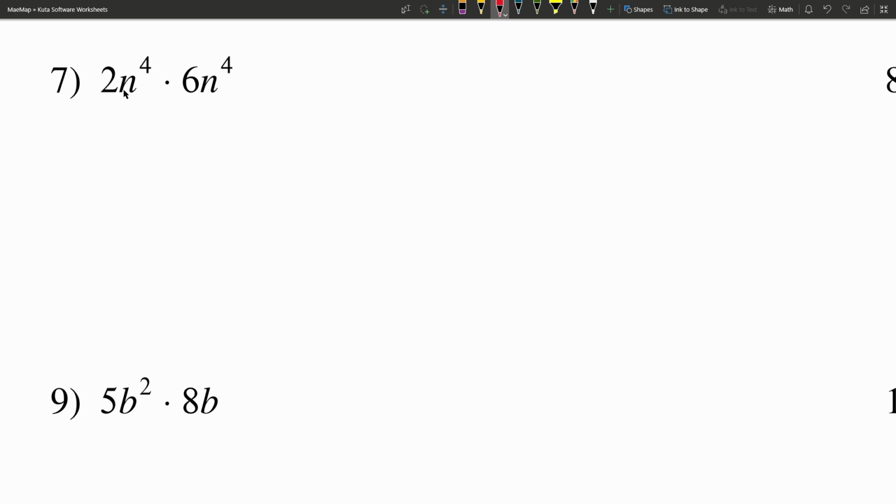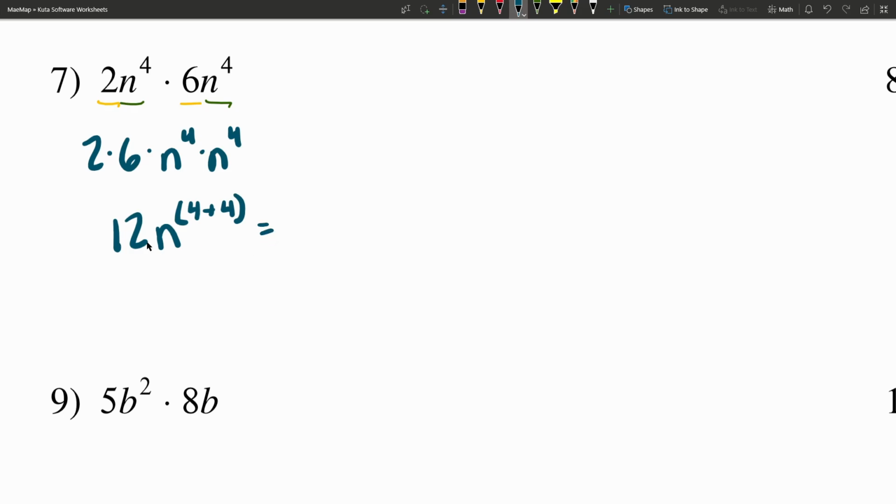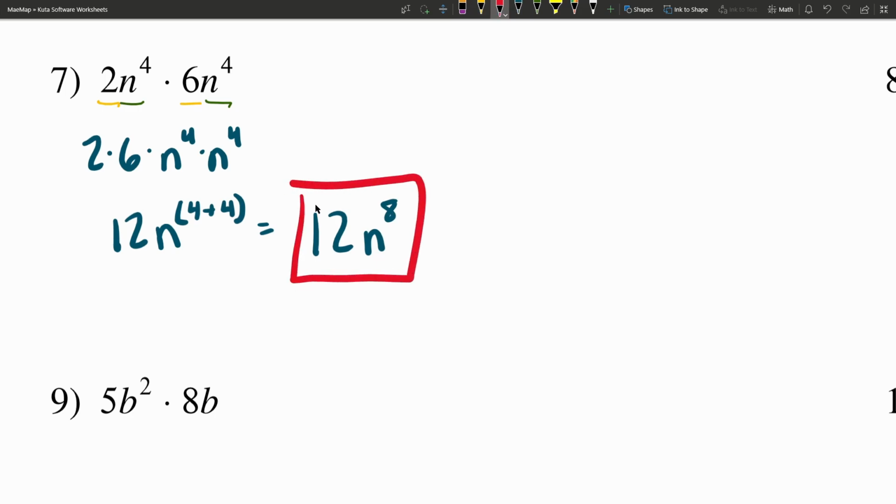In number 7, I have 2n to the 4th times 6n to the 4th. Remember, I can combine my coefficients through multiplication, and then I can combine my n to the 4ths because I have the same base. So I'll have 2 times 6 times n to the 4th times n to the 4th, which 2 times 6 is 12, and n to the 4th times n to the 4th is n to the, add those exponents, 4 plus 4. So 12 times n to the 8th is 12n to the 8th. Let's move on to number 8.